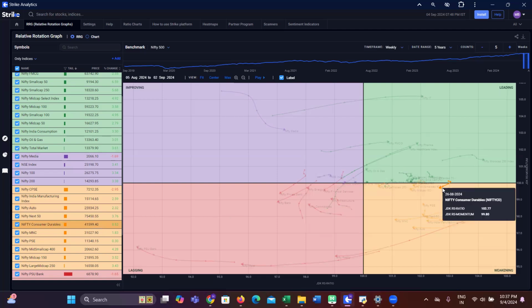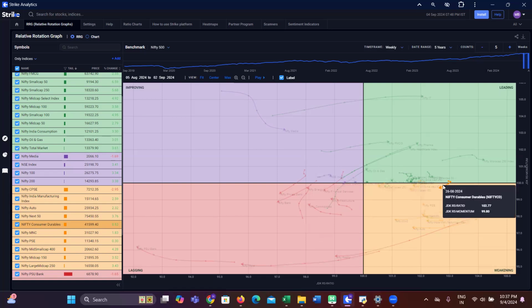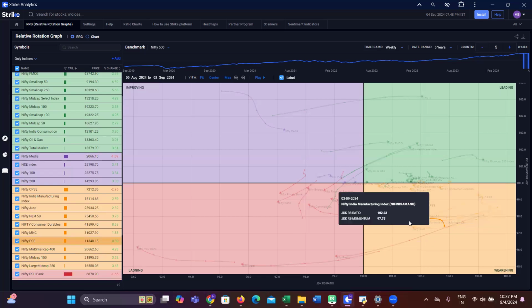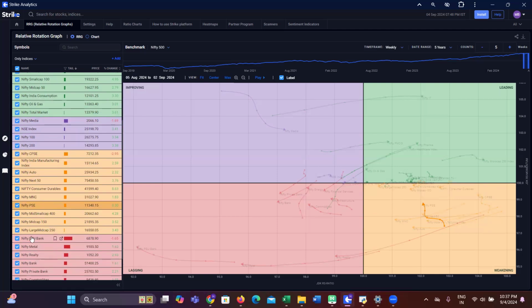Consumer durable, again, has very little momentum at this point in time, hovering between leading to weakening, but right now it is in the weakening zone. MNC is in weakening. PSC, yeah, there is a slight change and it is heading towards leading at the moment, but we'll see how far it goes. But keep an eye on the RS momentum.